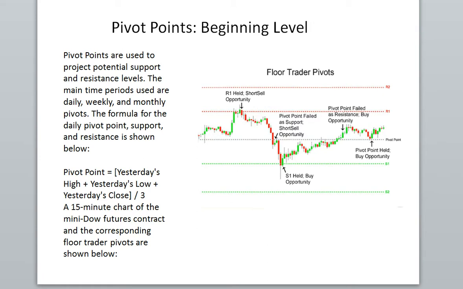Pivot points are used to project potential support and resistance levels. The main time periods used are daily, weekly, monthly, and sometimes yearly. The formula for the daily pivot point support and resistance is shown below. The central pivot equals yesterday's high plus yesterday's low plus yesterday's close, divided by 3.